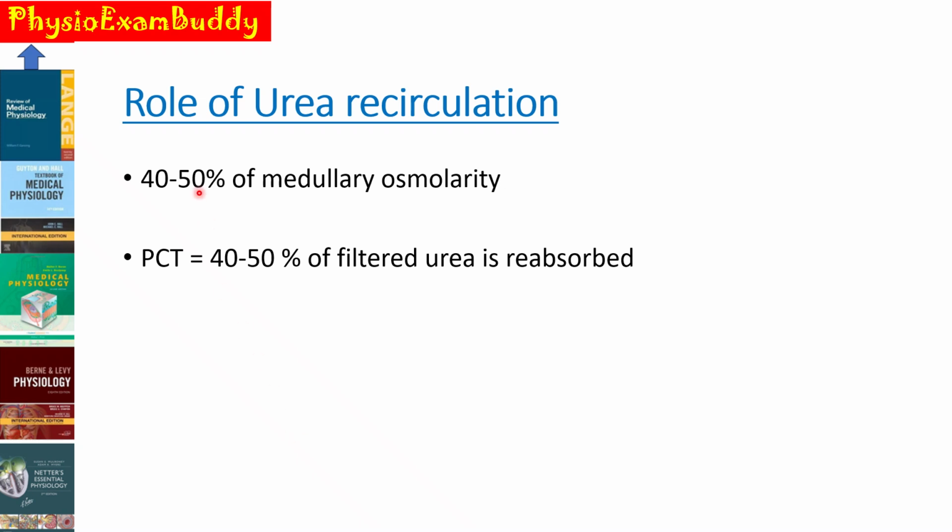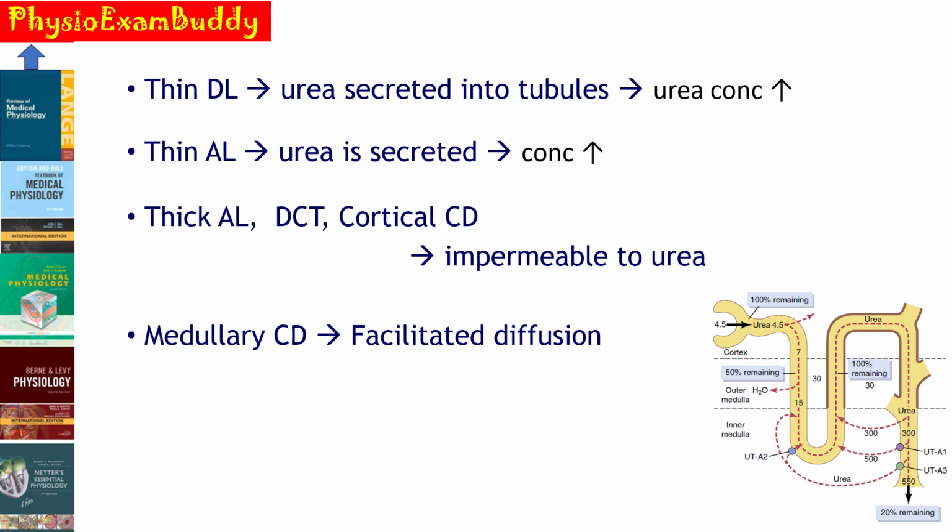Next is the role of urea recirculation in the concentration of urine. Around 40 to 50% of the medullary osmolarity is contributed by the recirculation of urea. In the proximal convoluted tubule itself, 40 to 50% of the filtered urea from the glomerular filtration is reabsorbed back.